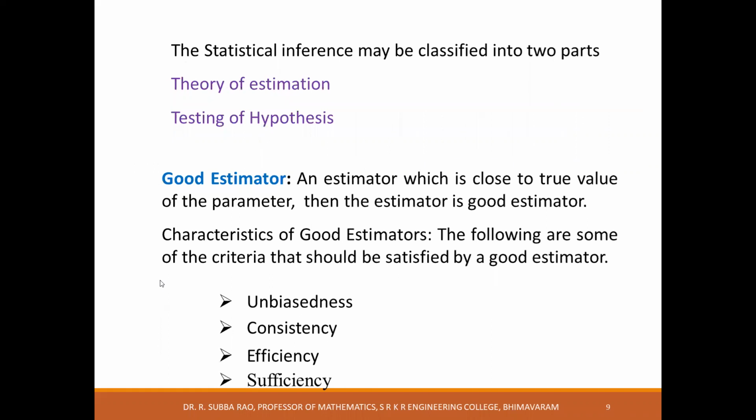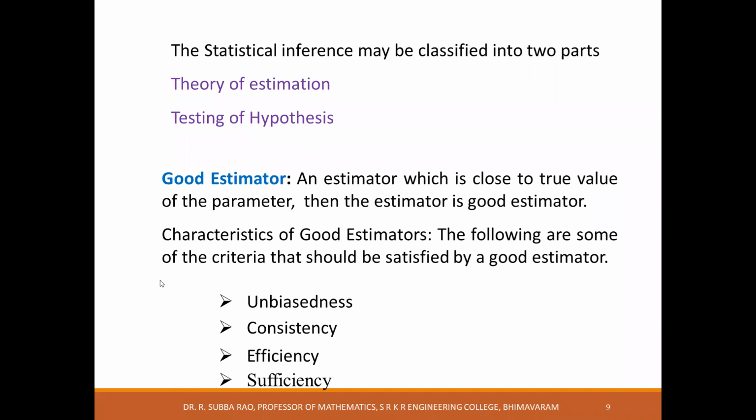Statistical inference may be classified into two parts, as I told you: the theory of estimation and testing of hypothesis. Now we are going to concentrate more on estimation theory. In the theory of estimation, you are supposed to estimate your population parameter using some sample observations. The set of observations that you are calling an estimator may have some characteristics. That estimator may be good, but it may also not be a good estimator. That depends on the samples that you are drawing from the population.